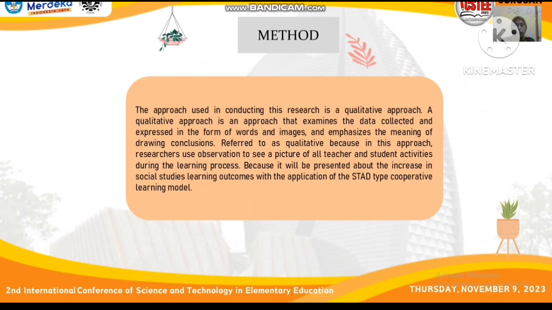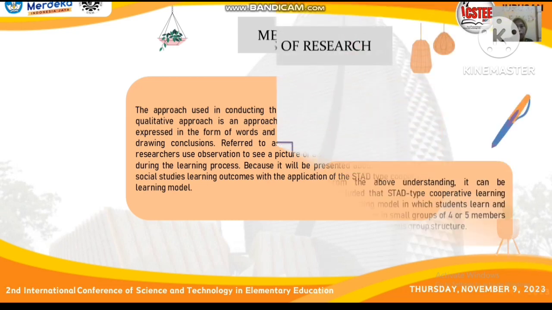Method. The approach used in conducting this research is a qualitative approach. A qualitative approach is an approach that examines the data collected and expressed in the form of words and images, and emphasizes the meaning of drawing conclusions. It is referred to as qualitative because the research uses observation to see a picture of teacher and students' activities during the learning process, because it will present the increase in social studies learning outcomes with the application of the STAD-type cooperative learning model.